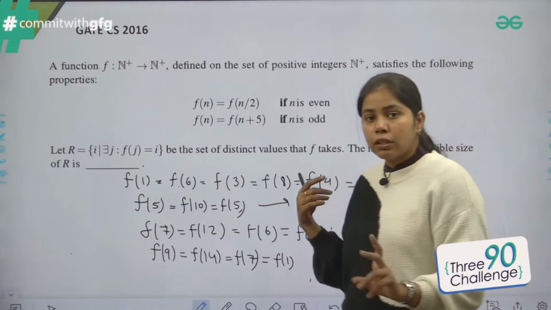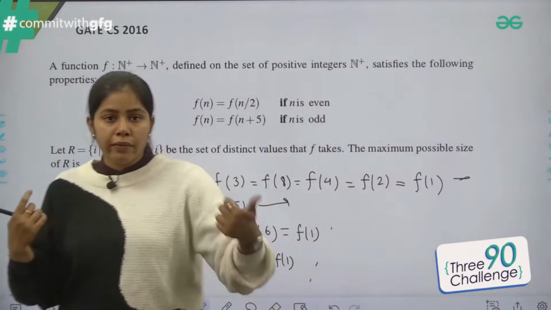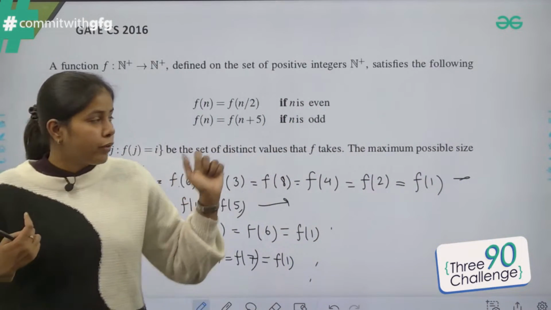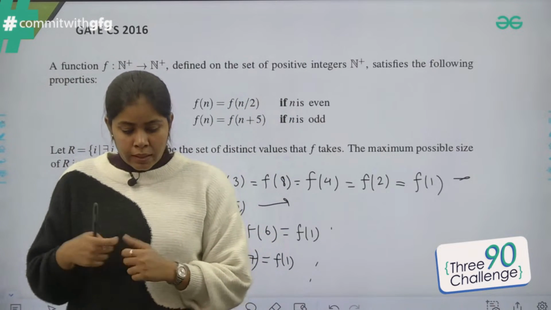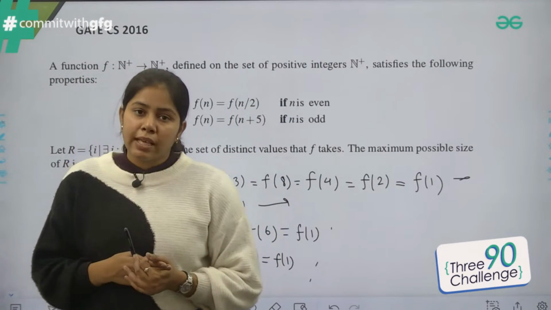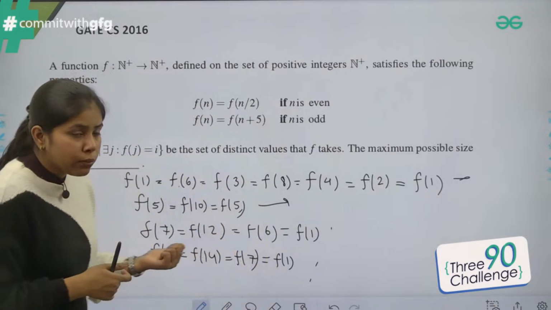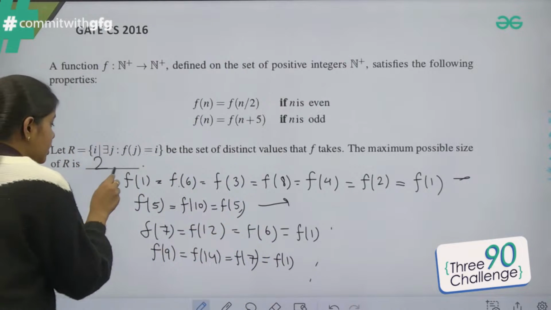So that means all the multiples of 5 give you f of 5 and all other numbers give you f of 1, using this function. So guys, what would be the maximum possible size here? Because we are getting only two values, the maximum possible size would be 2.